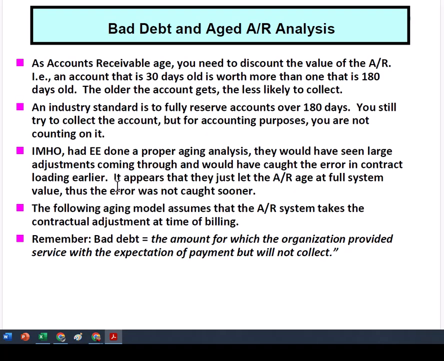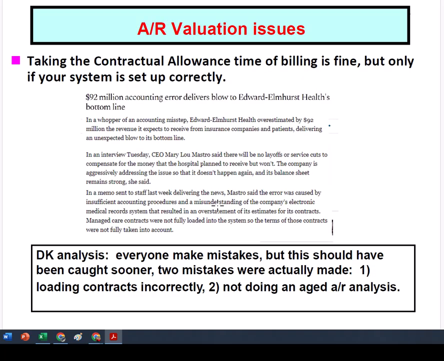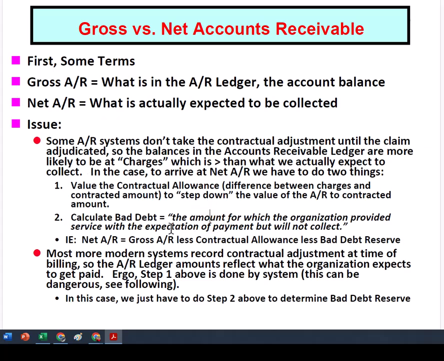So let's assume we have a modern system. We've taken the contractual adjustment at time of billing like they were supposed to, and remember that the AR less the contractual less the bad debt reserve is net AR. So the difference between gross and net is bad debt.